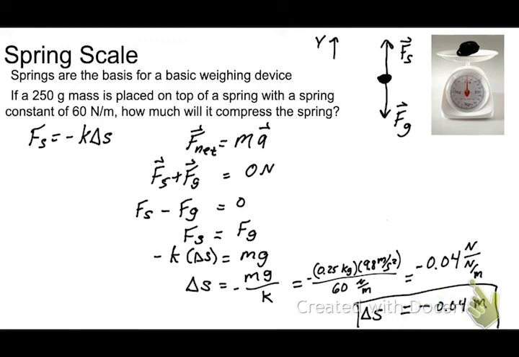Why did we expect that? Well, just a reminder, if the equilibrium position was somewhere up here when you put the mass on the scale and it went down to there, then delta S is going to be that right there. And that's what we've measured. So you'd expect that to be negative. And that's what we got.